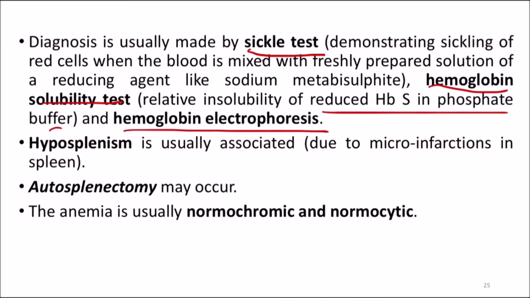Hyposplenism is usually associated due to microinfarctions in the spleen. Hyposplenism is a common thing associated with sickle cell anemia. Autosplenectomy may occur. The anemia is usually normocytic, normochromic anemia.